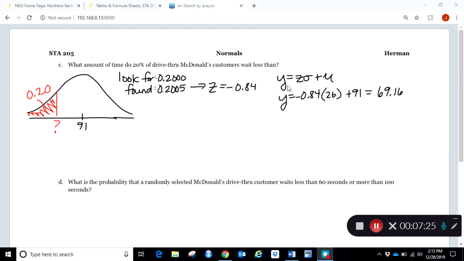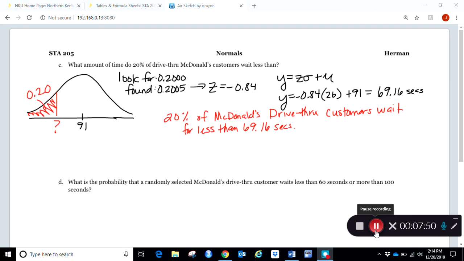Now plugging my values into my y equals formula, z is what we just found. Our standard deviation was 26 and our mean was 91. That should give me the answer of 69.16. Recall though, I'm trying to find the length of time, so my units here are in seconds. The last thing I need to do is to interpret this answer. So we can then say that 20% of McDonald's drive-through customers wait for less than 69.16 seconds. Next, go ahead and try part D.